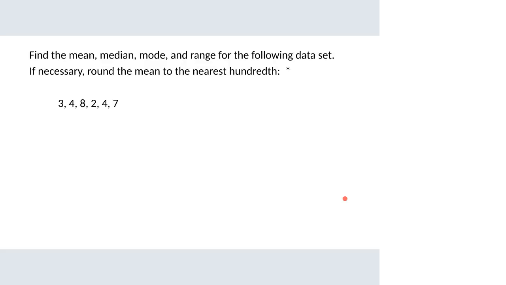So we want the mean, median, mode, and range for that data set. First, we'll find the mean, which is going to be the sum of the data points divided by the number of data points. 3 plus 4 plus 8 plus 2 plus 4 plus 7 is 28. And I have 1, 2, 3, 4, 5, 6 data points. So we'll divide by 6. 28 divided by 6, I get 4.66666, and that keeps going.